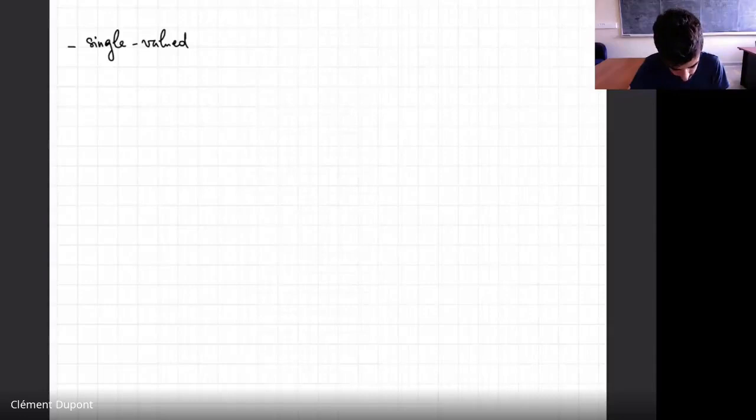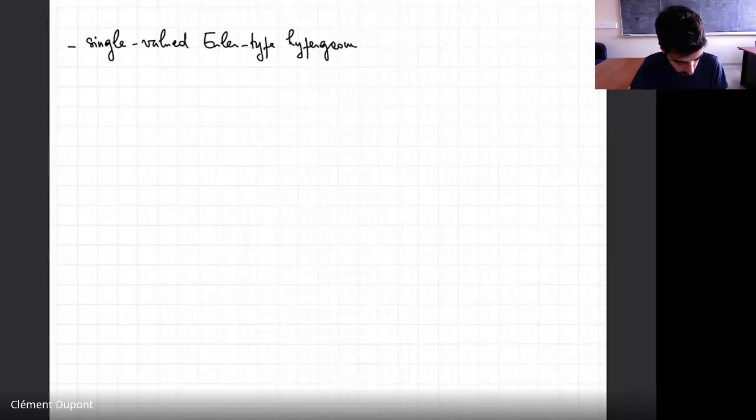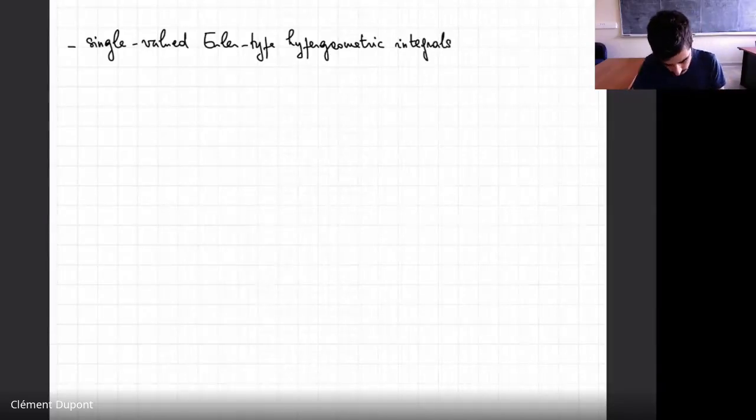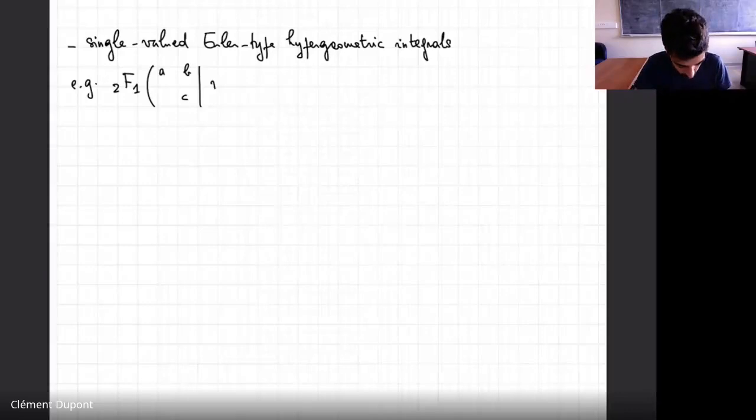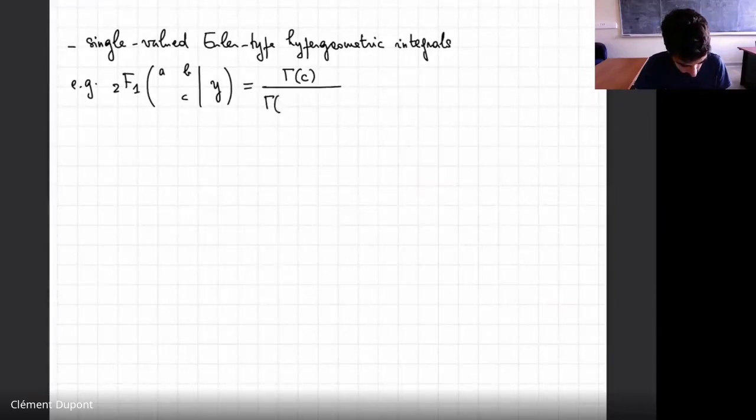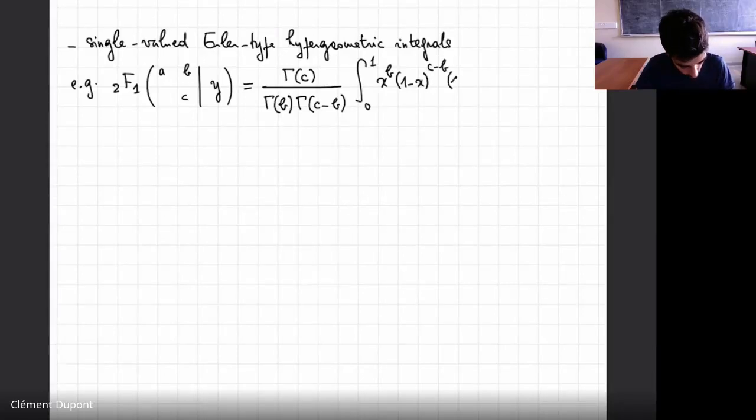One thing that we've studied a bit with Francis recently is hypergeometric functions, single-valued versions of Euler type hypergeometric integrals. So the example is the 2F1 function. So the 2F1 of a, b, c. So a, b, c are the parameters, and y is the variable. It has an Euler type integral description like this. So there's a gamma factor times the interesting stuff. The interesting stuff is the integral from 0 to 1 of x to the b, (1 minus x) to the c minus b, (1 minus yx) to the minus a, times the algebraic form dx over x(1 minus x).